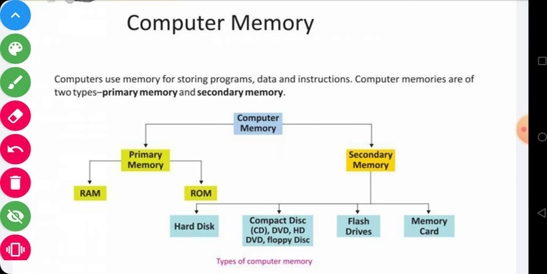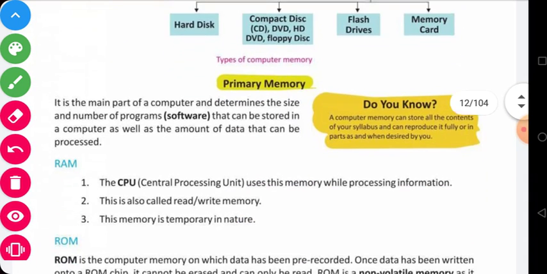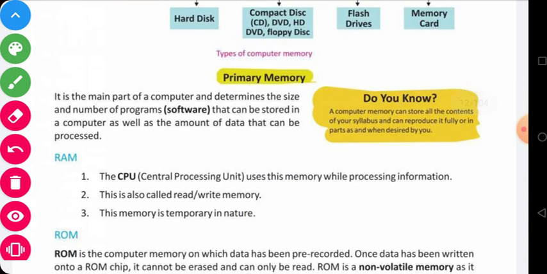Okay, so let's study it part by part. The first heading is primary memory. It is the main part of the computer and determines the size and number of programs that can be stored in a computer, as well as the amount of data that can be processed. Primary memory means it is the main memory which is generally used by the computer processor to fetch or to process any information which is input by the user with the help of an input device.